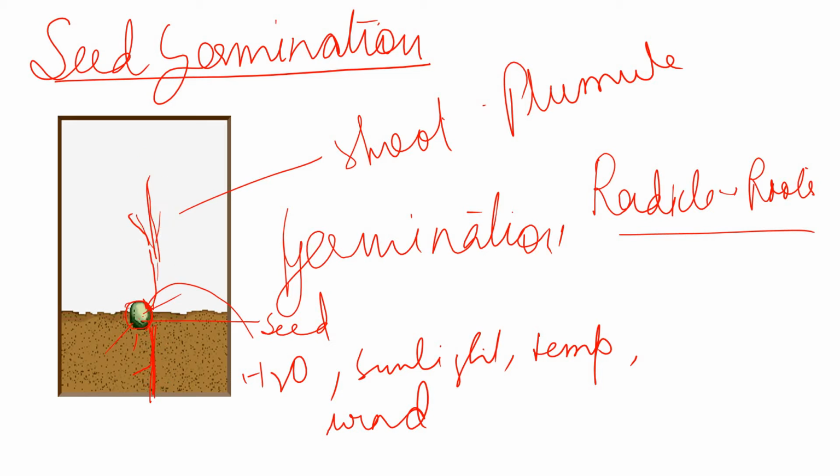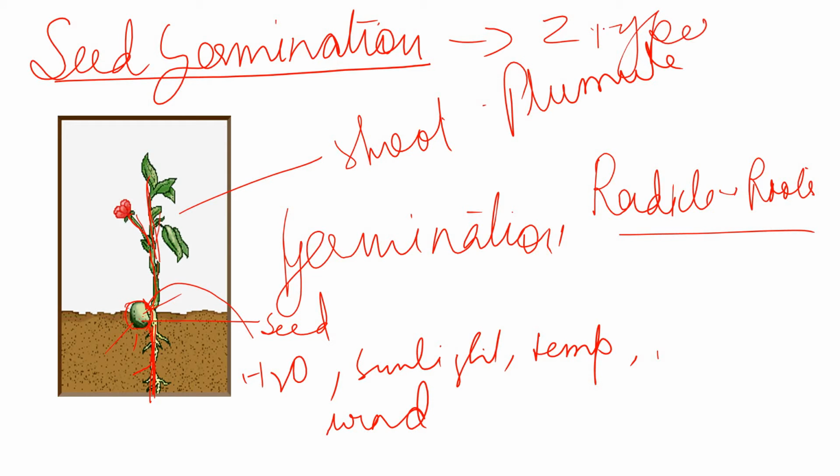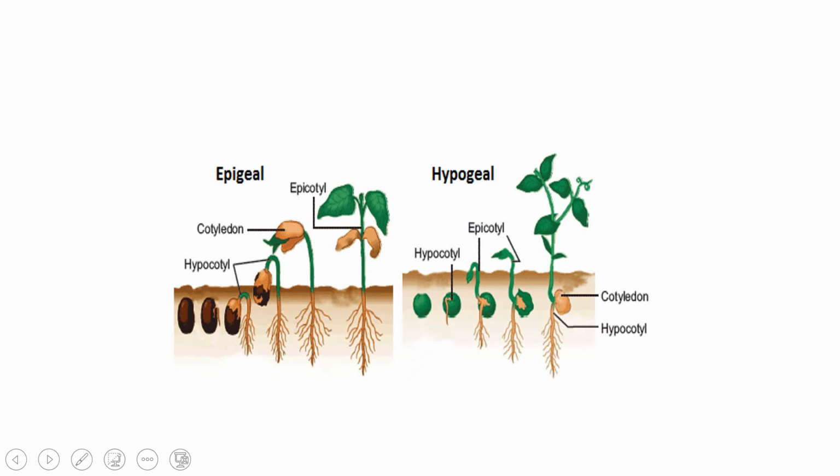Now this germination can be of two types. Germination can be of two types. What are they? They are epigeal germination and hypogeal germination. Let's see what they are. Epigeal germination. The word epi means upper. Remember this one, upper.